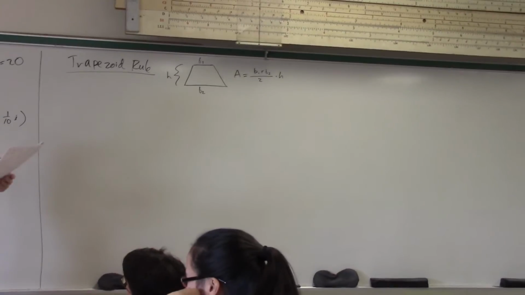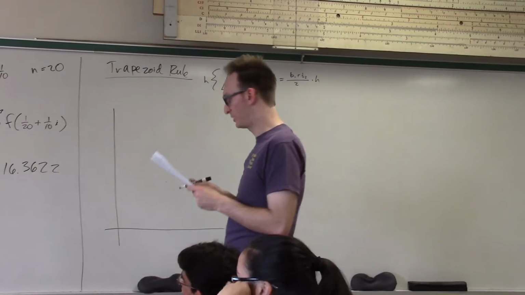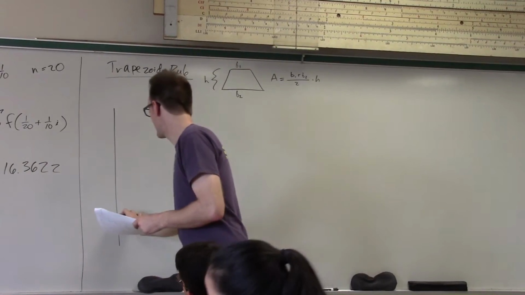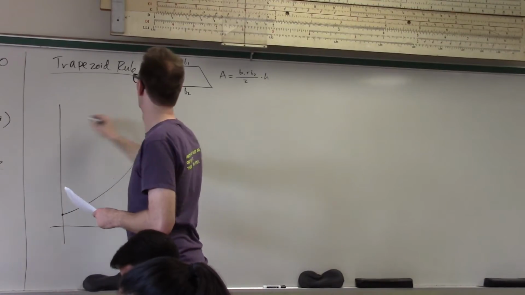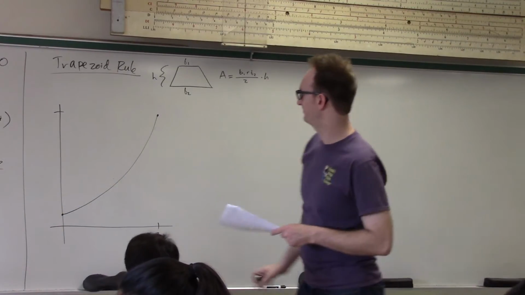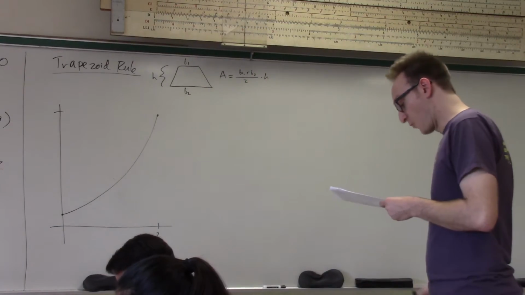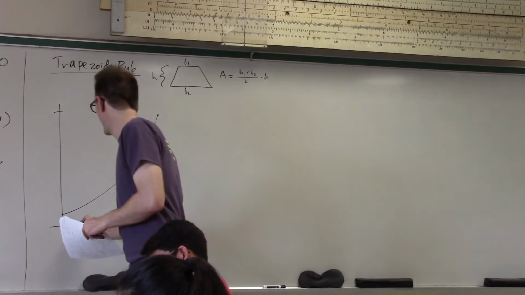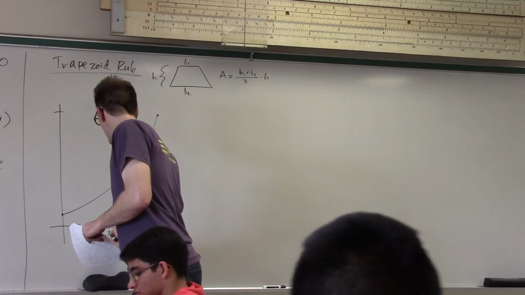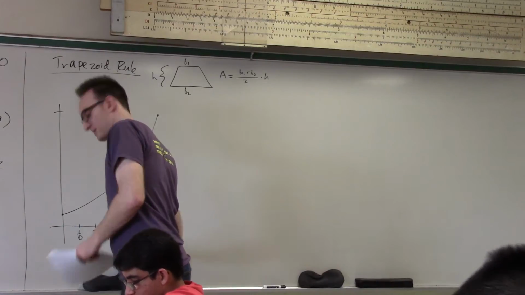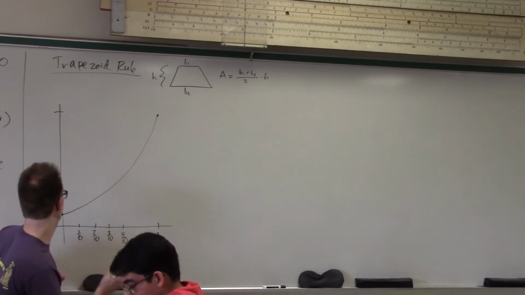Good. Because there is one problem with the book. So here's what we're going to do. We're going to take this function from 0 to 2. And now on each subinterval, we're going to make a trapezoid. So that's 1/10, 2/10, 3/10, 4/10.